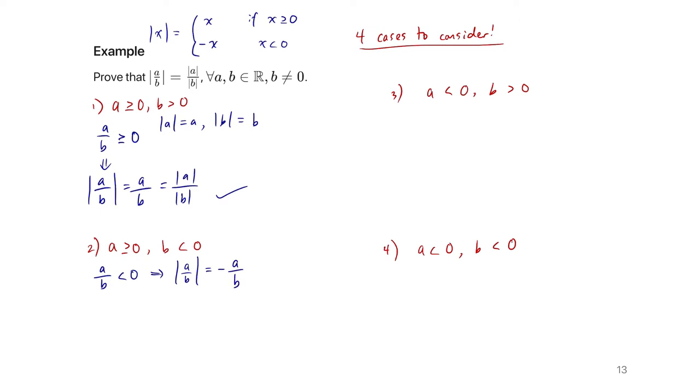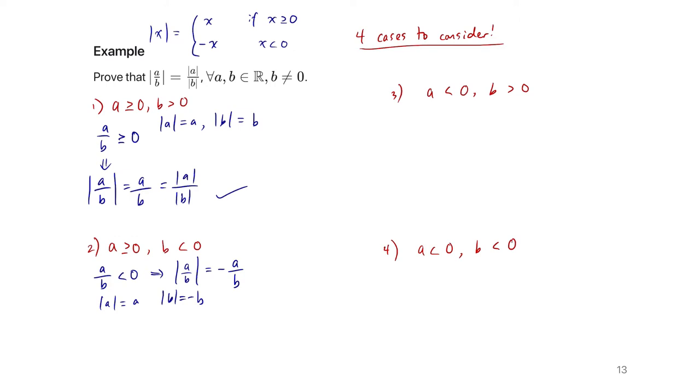Since A divided by B is less than zero, the absolute value of A divided by B is negative A over B, to flip it positive. Also, the absolute value of A will just be A, because A is not negative, but the absolute value of B will be negative B. Right? Because B is negative, the absolute value result is always non-negative, so we flip it.